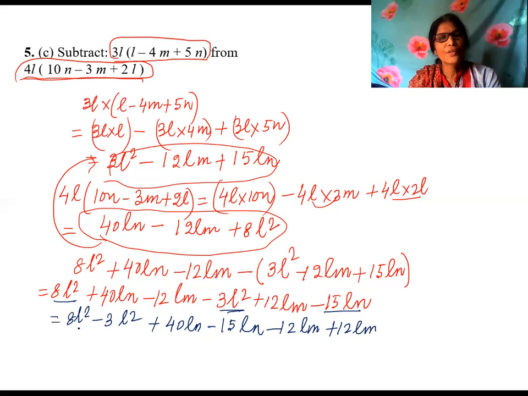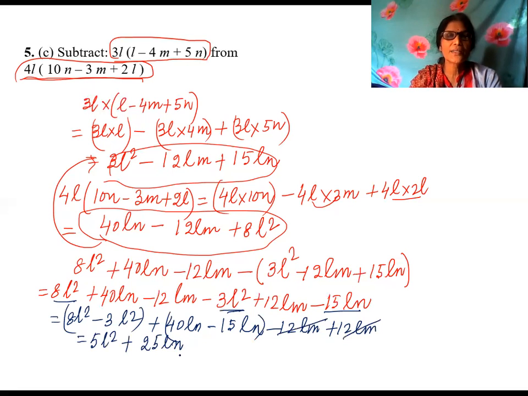So how much will this be? This will be 5l square. Next, how much will this be? This will be 40 minus 15, 25ln. And what will be lm? They will be cancelled. So this is the answer.